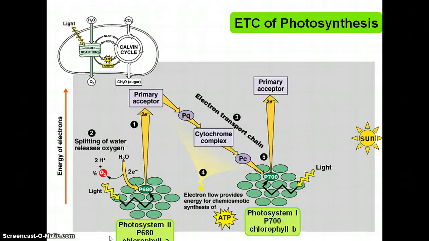So now we've gone through the first electron transport chain, and our electron has lost a lot of energy along the way, or our pair of electrons actually. And so those electrons arrive at photosystem 1, which is also called the P700 photosystem. And again, that says chlorophyll B there, but it actually is chlorophyll A.